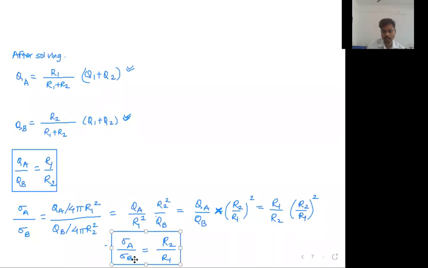So charge density ratio is reciprocal radius ratio and charge ratio is radius ratio. Charge ratio is radius ratio, charge density ratio is reciprocal radius ratio. Yes, no, reply me in the chat box. It is the reciprocal of the radius ratio, the reciprocal of R1 upon R2, and here it is R1 upon R2. These are the results which will be directly asked in the exam. If you know it, do it. If you don't know it, solve the two equations on the previous page.